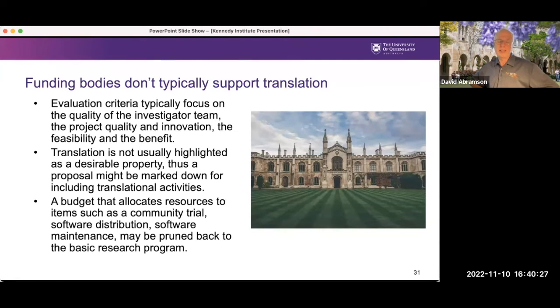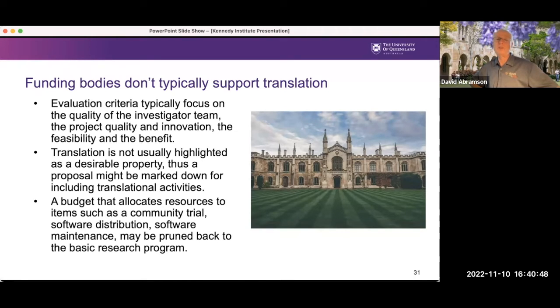But translation is almost never highlighted in the grant because there's usually no box to tick to say, are they translating it? It's going to be a whole stack of other metrics about how good the research project is and whether it's in fact going to be funded that don't value translation.